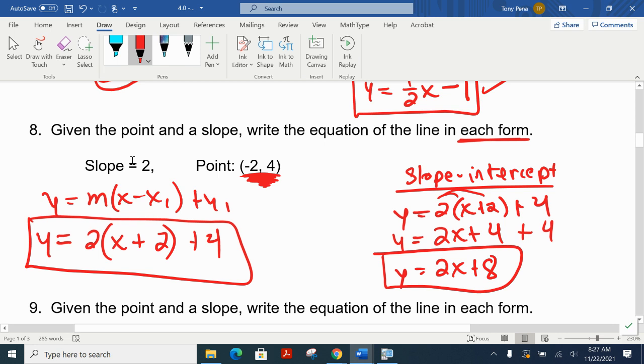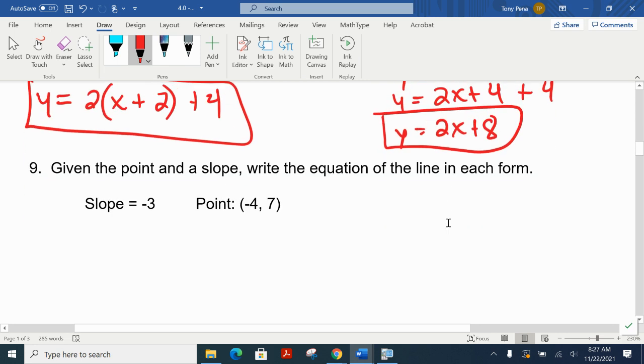Okay, I think 9 is the last one on this page. Go through number 9. Get both of those. See if we can handle that.